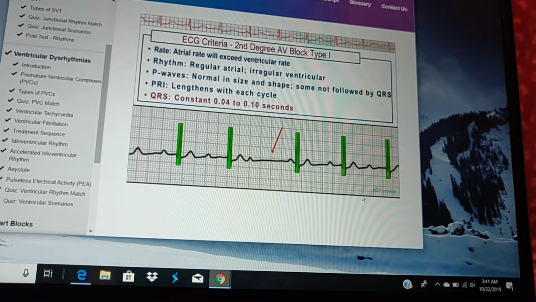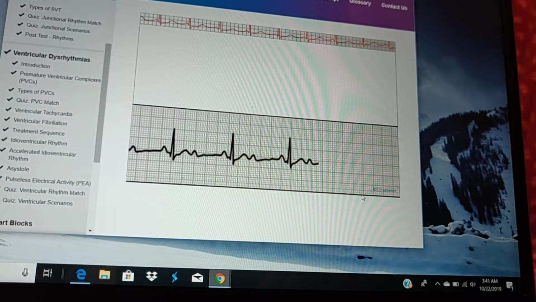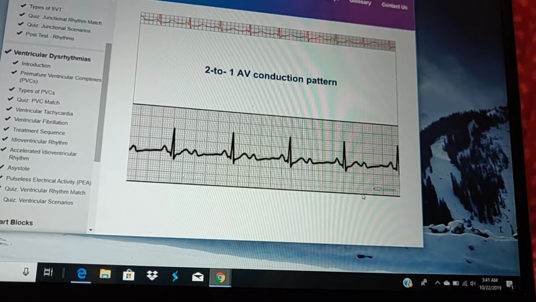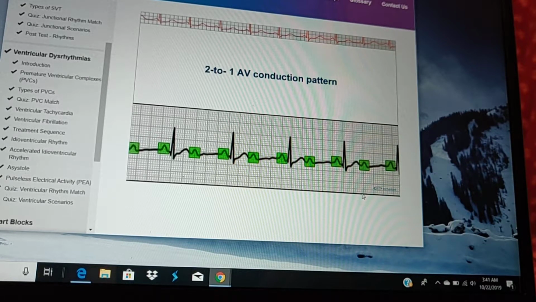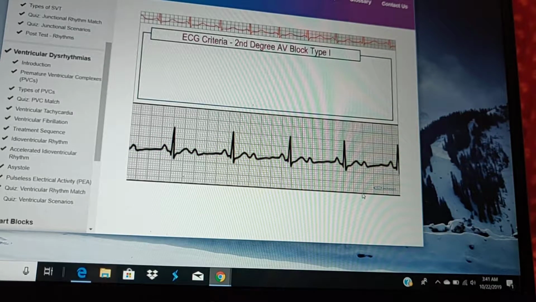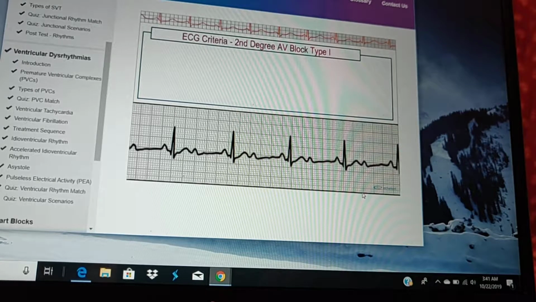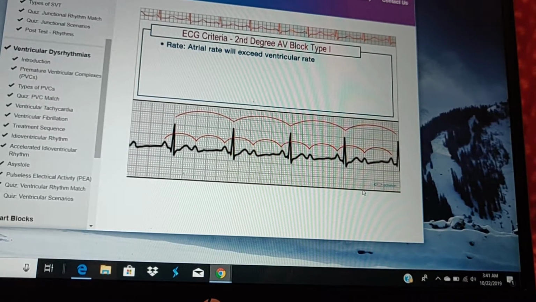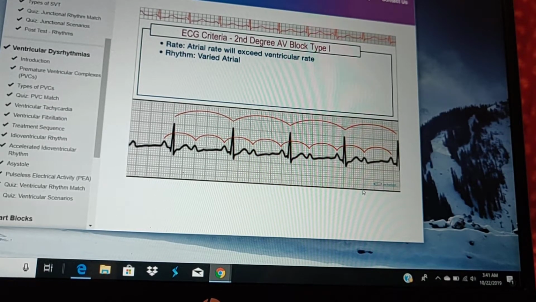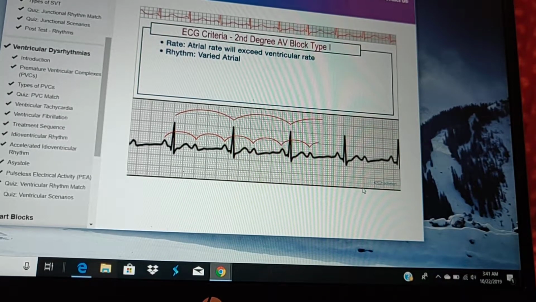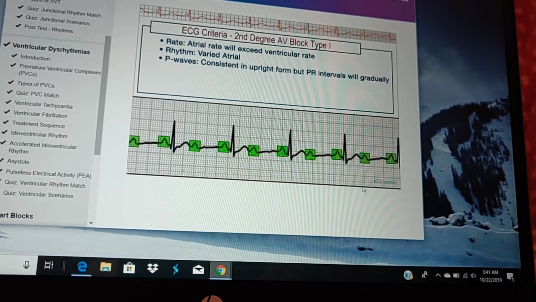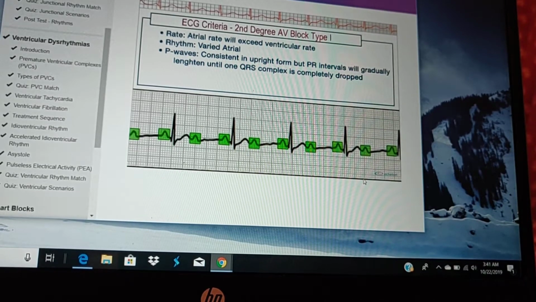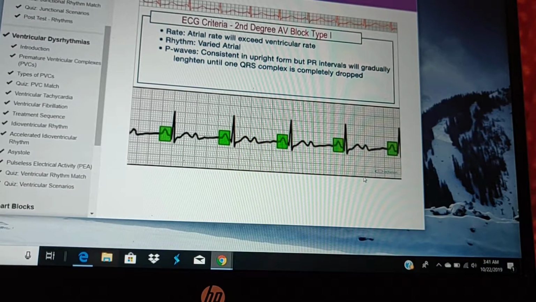Type 1 may also present as a 2-to-1 AV conduction pattern, which occurs when 2 P waves occur for every QRS complex. The ECG criteria for a second-degree heart block type 1 is as follows. Rate: atrial rate will exceed ventricular rate. Rhythm: varied. Atrial P waves consistent in upright form, but PR intervals will gradually lengthen until one QRS complex is completely dropped.